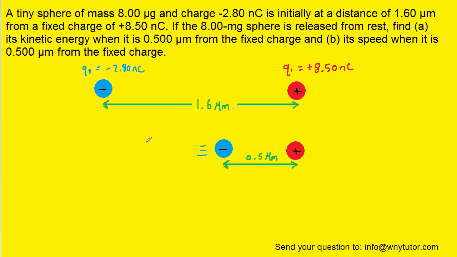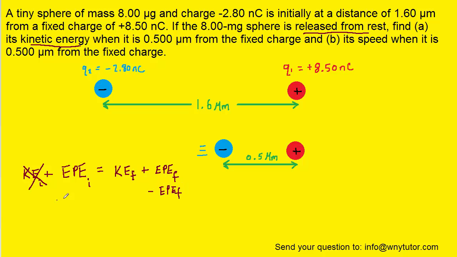And it turns out that we can solve this question by using the conservation of energy. In the conservation of energy, we have the initial energies equaling the final energies. We have denoted the electrical potential energy as EPE, and the kinetic energy as KE, of course. Since the particle is released from rest, we know that the initial kinetic energy is 0, so we can cancel that out. And since part A of the question is asking us to find the kinetic energy, we can subtract the EPE final from both sides of the equation, and that way we can isolate the final kinetic energy.